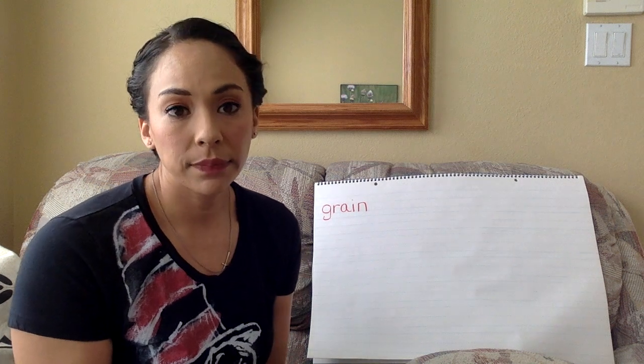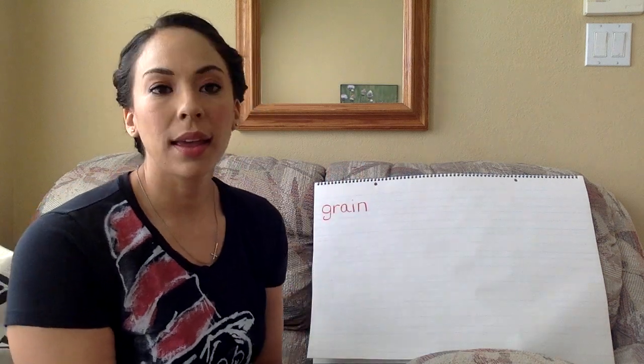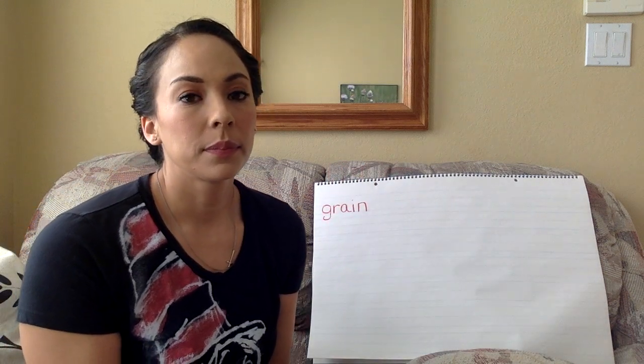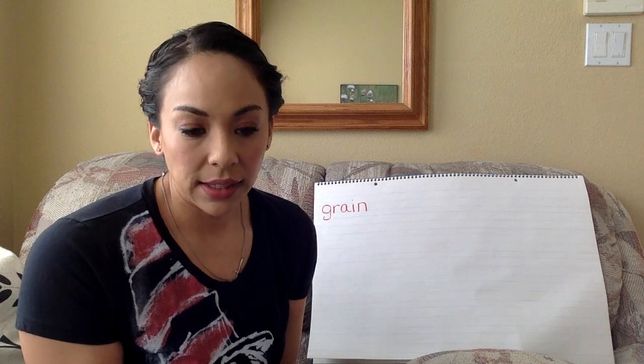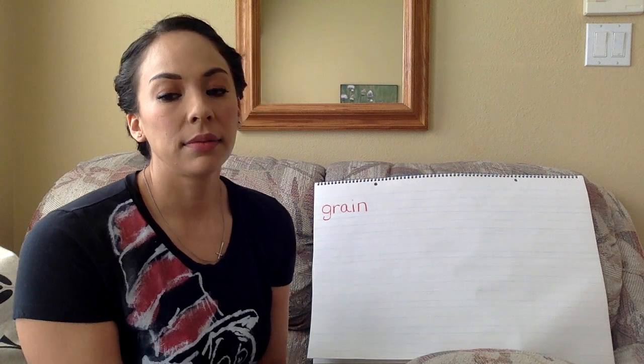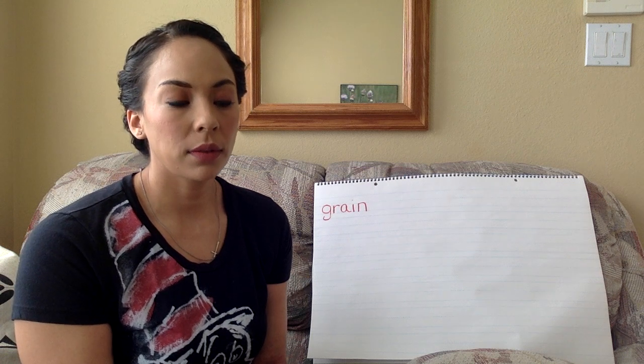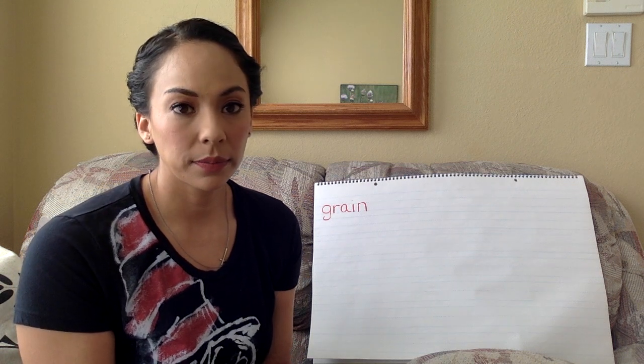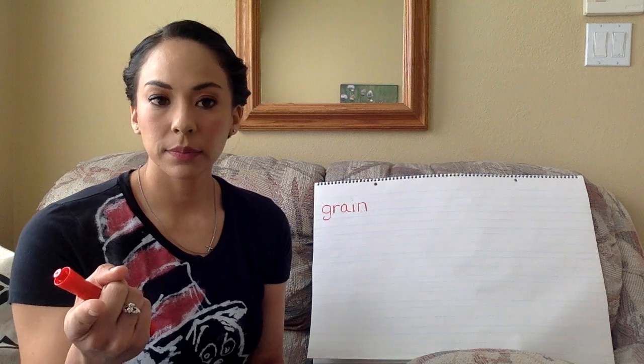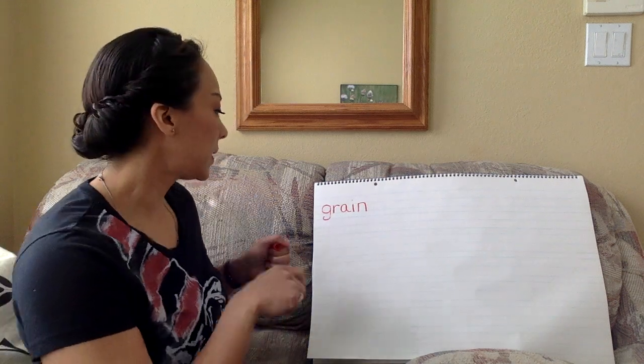The next sound is, again, that two-letter vowel team that says A. You already know it. A. And the last sound is N. Only three sounds. Make sure you've got them all. Sound out the word. What's the word? Pain, correct. Let's write it.